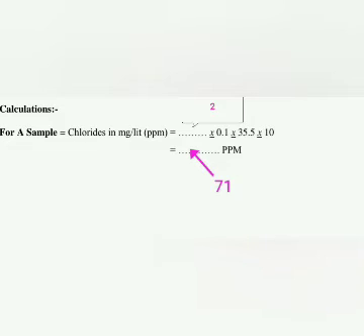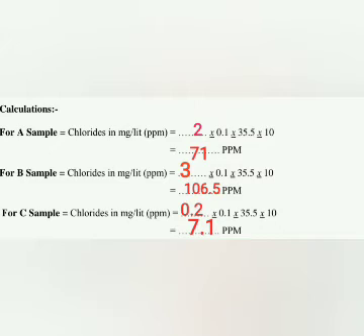Like this, we will calculate the chloride content for sample A, for sample B, and for sample C. Suppose that for sample A it is 71 ppm. Similarly, for sample B, it is 3, which is the burette reading, into 0.1 into 35.5 into 10. So we have 106.5. This 106.5 indicates that the water sample is moderately hard.